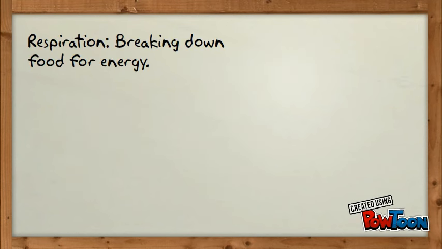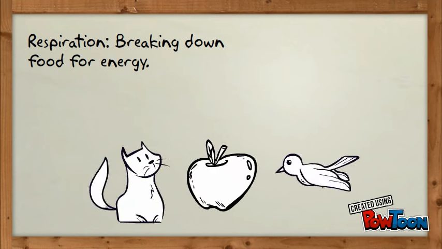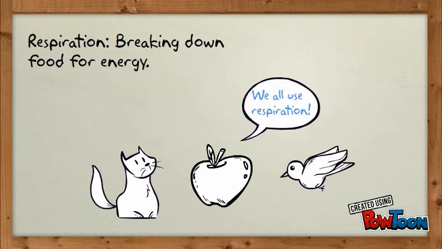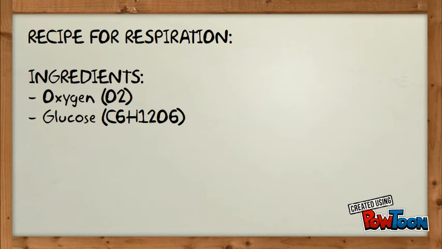Respiration is a process that breaks down food molecules to create energy. All cells go through the process of respiration. Respiration has two main ingredients, or reactants, and these ingredients are glucose and oxygen. Remember, plant cells make their glucose through photosynthesis, but we can't produce energy from the sun, so we have to eat our food.